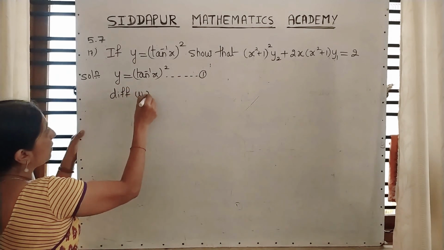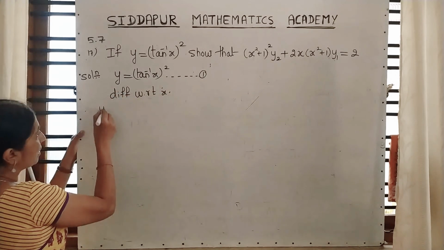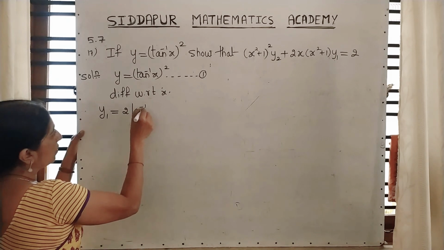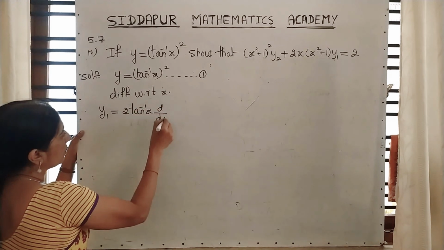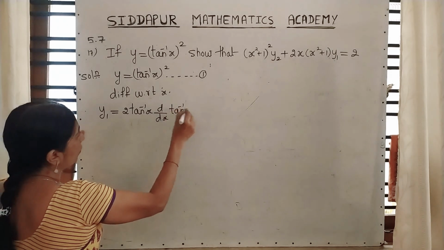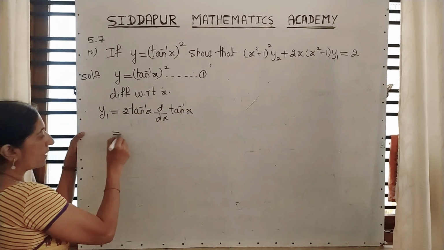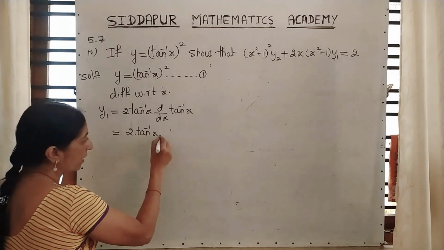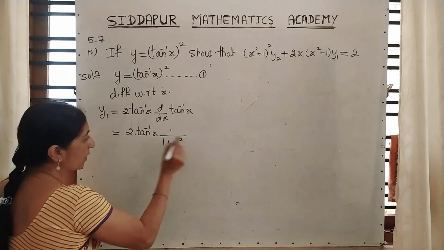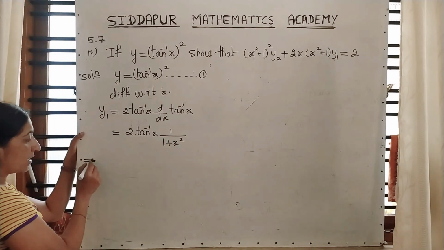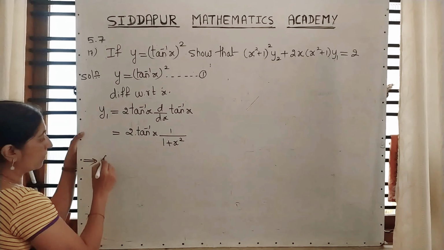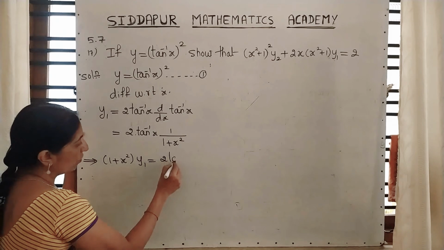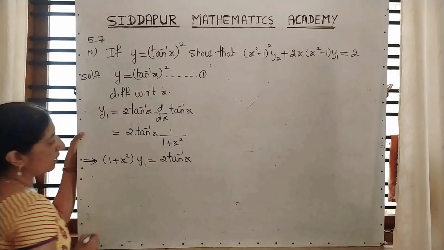Differentiating with respect to x. Differentiation of y is y1. First power 2 into tan inverse x into differentiation of tan inverse x. It is 2 into tan inverse x, and differentiation of tan inverse x is 1 upon 1 plus x square. Next I did the cross multiplication: 1 plus x square into y1 is equal to 2 into tan inverse x.